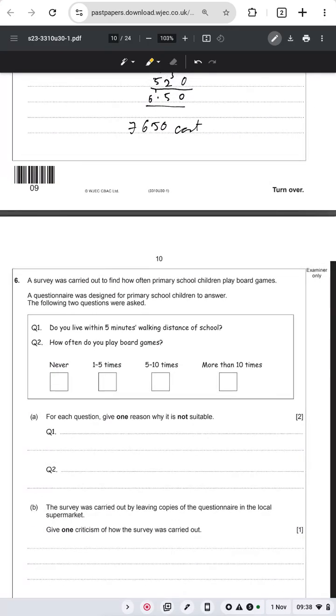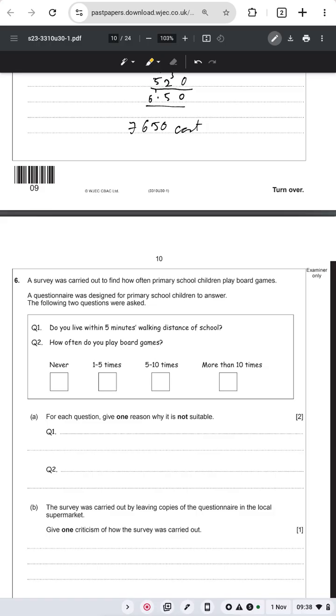A survey is carried out to find out how often primary school children play board games. A questionnaire was designed for the primary school children to answer. The following two questions were asked. Do you live in 5 minutes walking distance of the school? How often do you play board games? For each question, give one reason why it is not suitable.